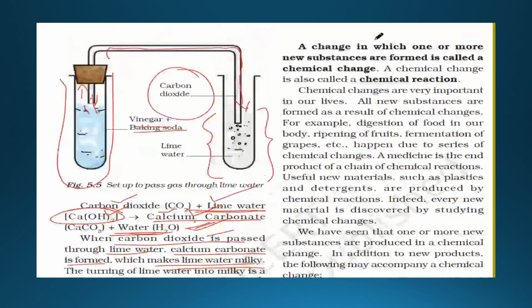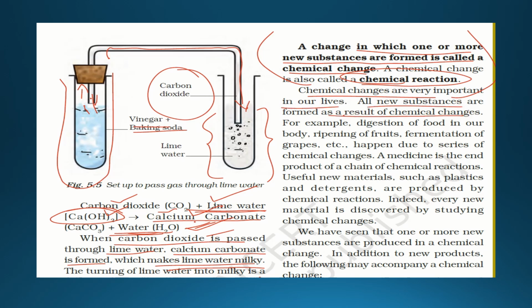Now a change in which one or more new substances are formed is called a chemical change, and this reaction is called a chemical reaction. Is it clear? In the previous class we spoke about physical change, and now we are speaking about chemical change. Chemical changes are very important in our life. All new substances are formed through chemical changes only.